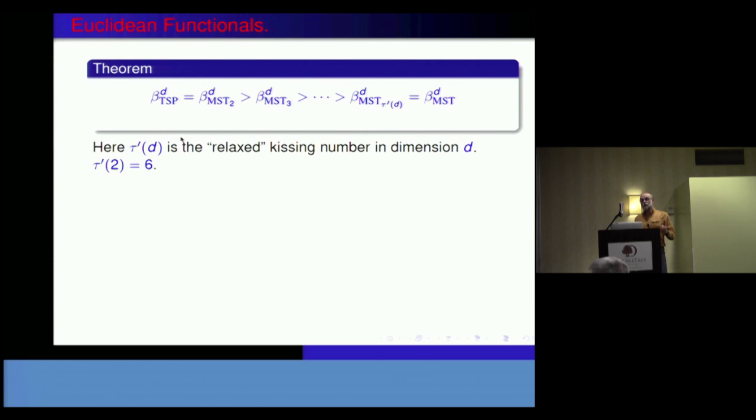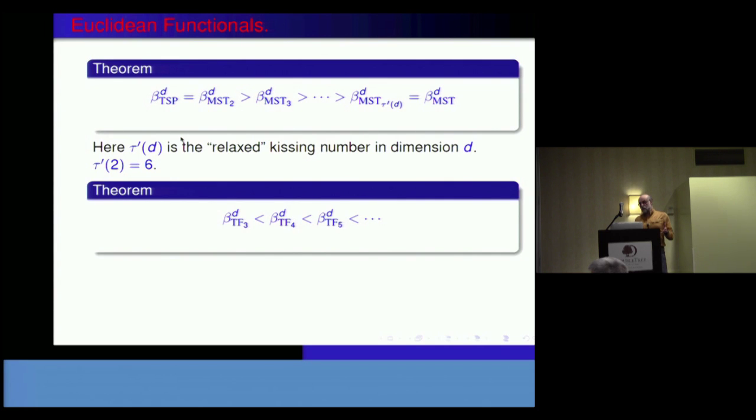Okay, so the news is that they are different. That the TSP, which is the minimum spanning tree 2, is strictly bigger than minimum spanning tree 3. It's strictly bigger, and it doesn't go on forever. There's some point when you know that in the minimum spanning tree, the maximum degree is bounded. So for example in the unit square, the minimum spanning tree has maximum degree 6. It's something called a kissing number.